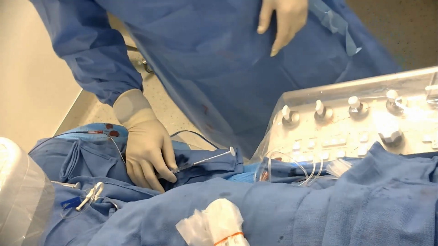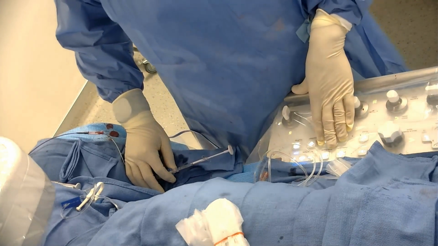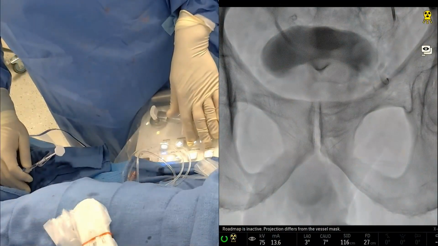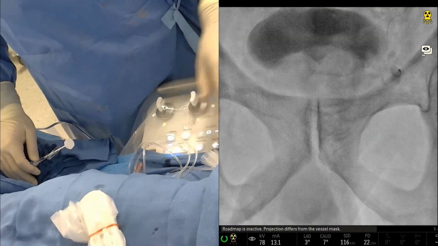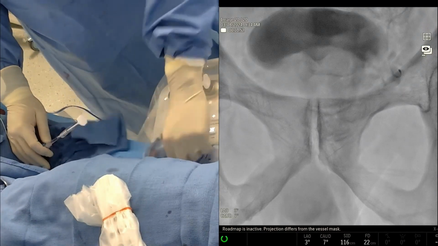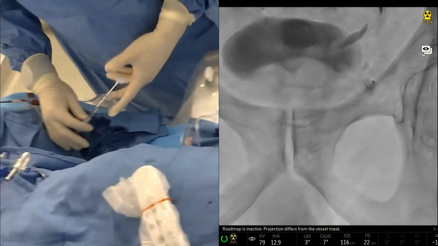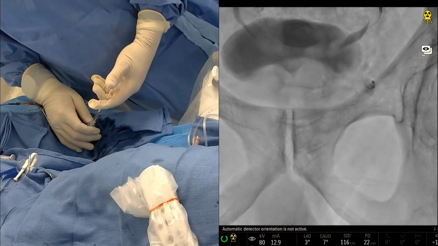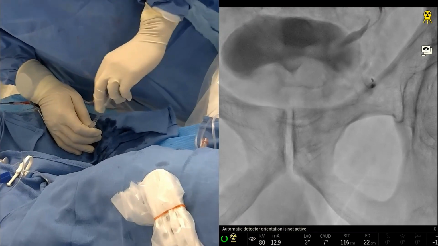Aaron, can you talk about volumes and the mix of contrast in there and everything? Yeah, so this is 50-50. As with any balloon prep, you want to just use 50-50 if possible. I like to zoom in a little bit just to watch. There it is. That's probably all we need, right, guys?